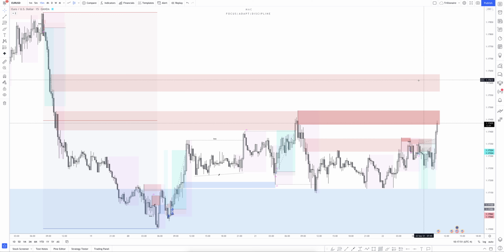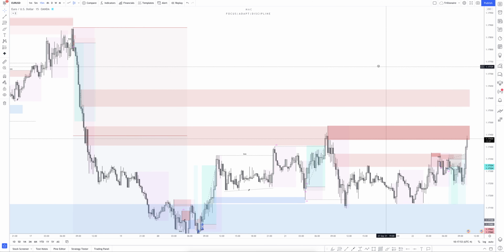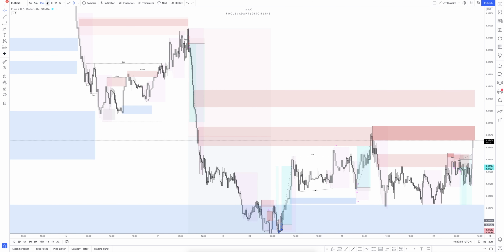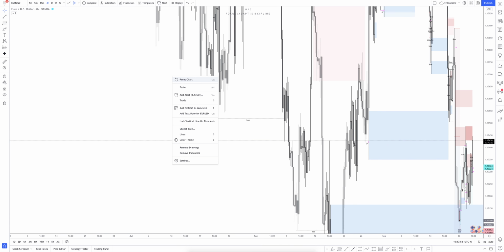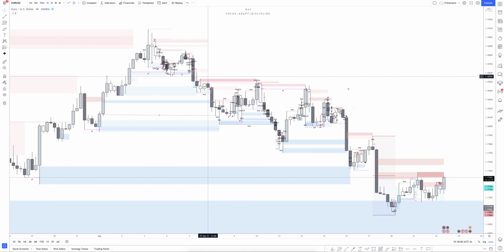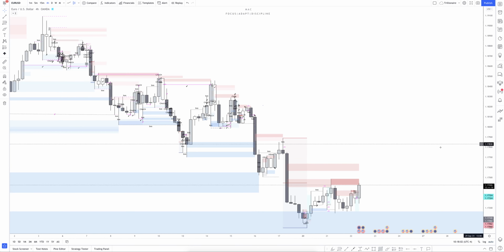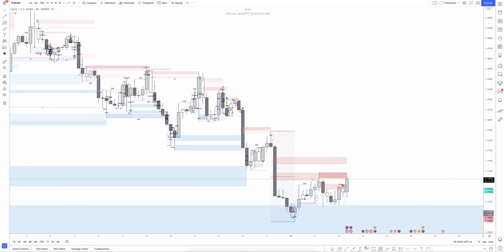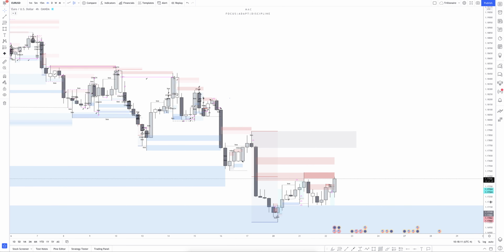And it looks like we're going to push into this one to possibly get another play before pushing into my H4 zone, which is up here, right? Which is also premium of price. So this is really, really good.